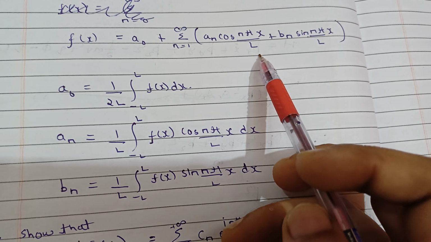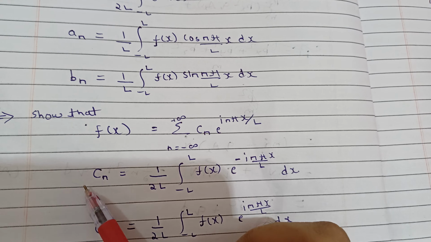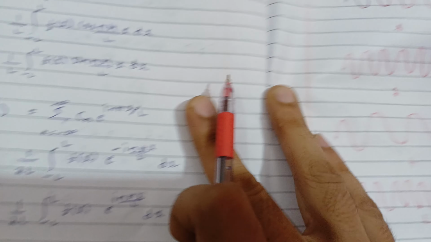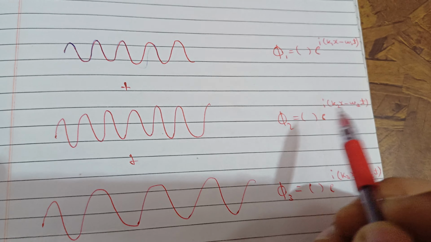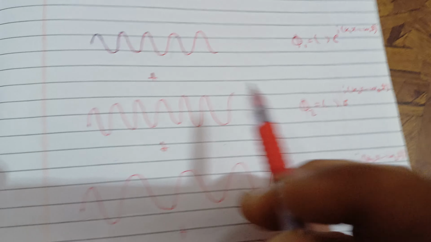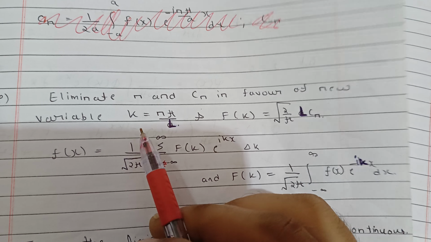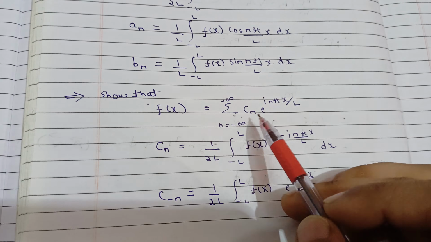Now see, if we make this cn somehow equivalent to phi 1, phi 2 and phi n, then this cn, with the addition of all the waves, will give you f(x). So we will compare this f(x) with the wave function and cn with the individual wave function. How can we compare them? For this you need to eliminate n and cn in favor of new variables k and f(k). So in the Fourier series we will remove n and cn and replace them with these.